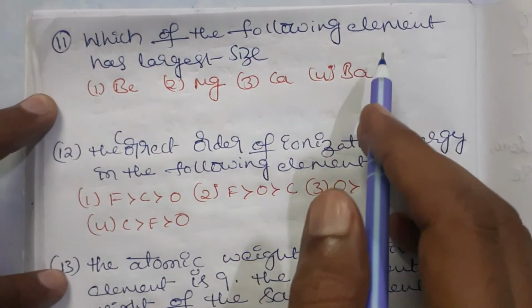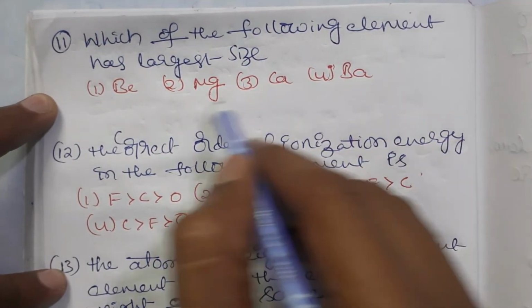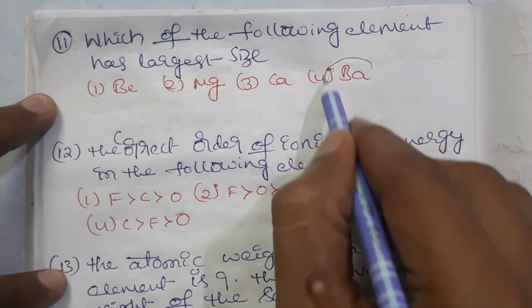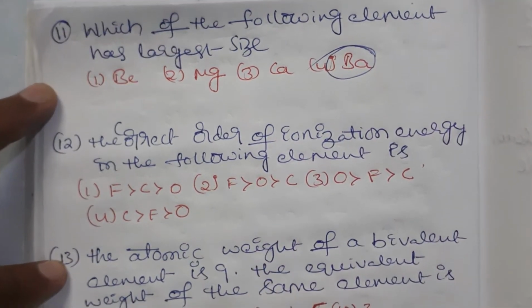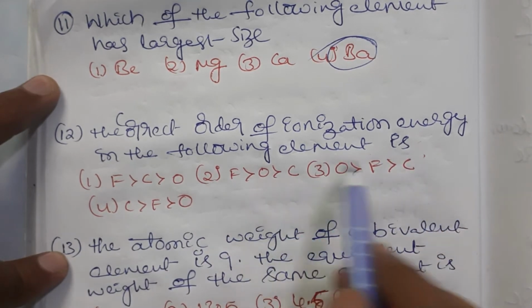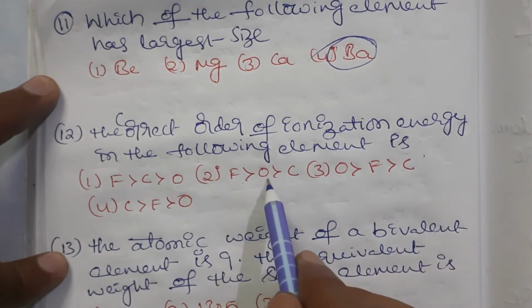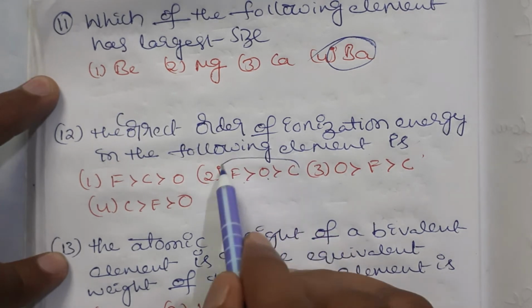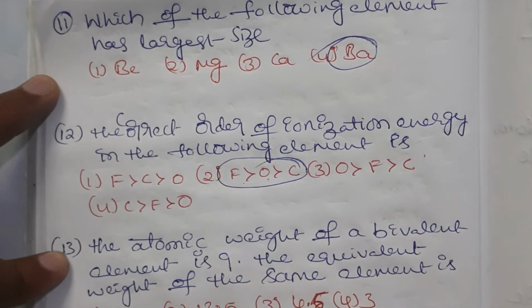Question number 11: which of the following elements has the largest atomic size? Beryllium, magnesium, calcium, barium. Barium has the largest atomic size among all these. The correct order of ionization energy in the following elements is fluorine greater than oxygen greater than carbon. Students, this is the correct order of ionization energy.